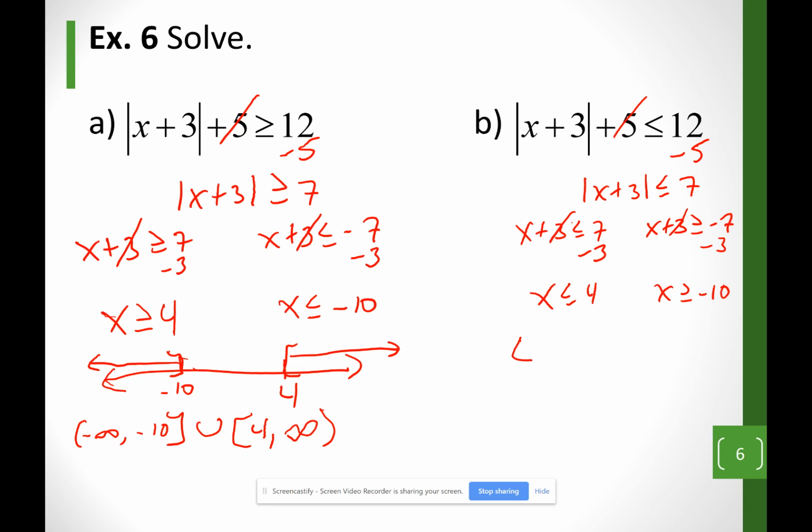Looking at my example B, here I have 4, here I have negative 10. I'm going to do a bracket at 4 and I go towards the left. I do a bracket at negative 10 and I go towards the right. So in this case, I get everything in between. My interval notation, how far left do I go? And then how far right do I go?